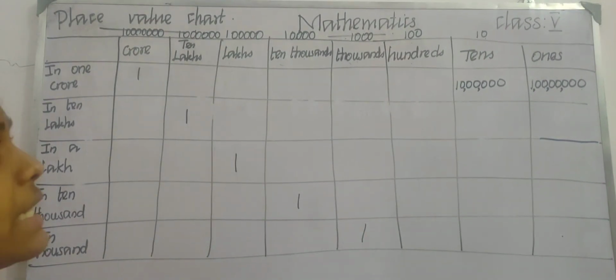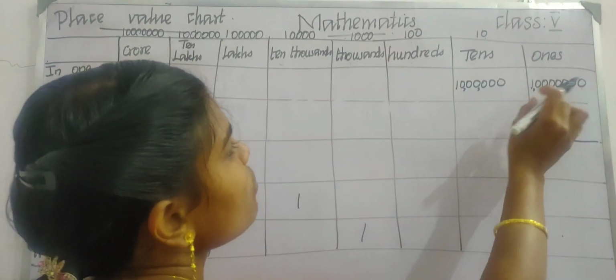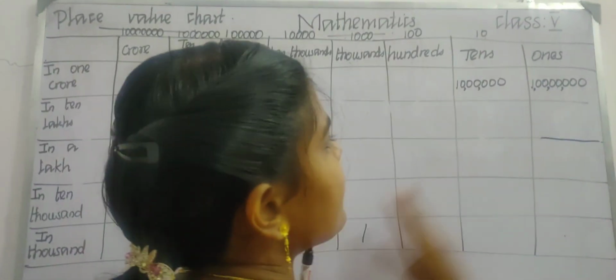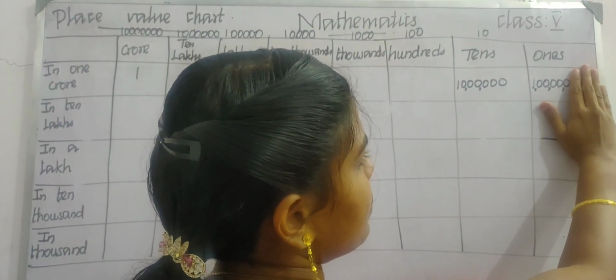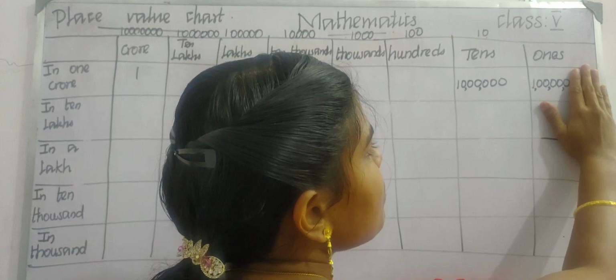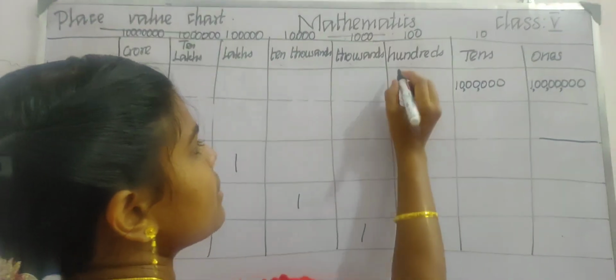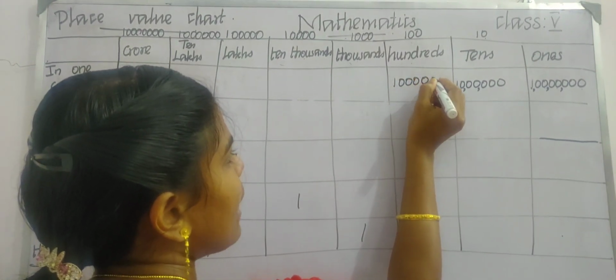And then in hundreds, how many zeros? 2 zeros. So from this 1 crore we need to leave 2 zeros, and then write the remaining numbers. How many digits will we have? 1, 2, 3, 4, 5, 6. 6 digits: 1, 3, 4, 5 and 6.